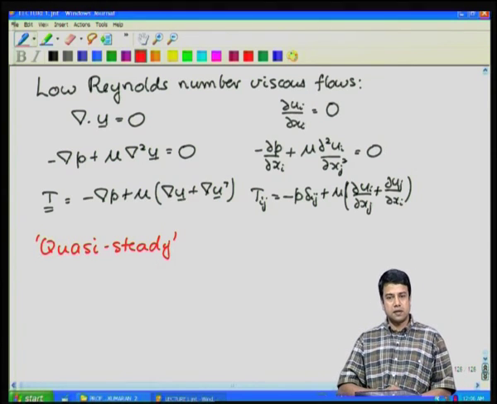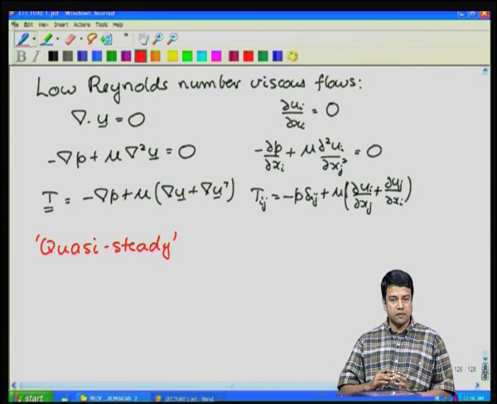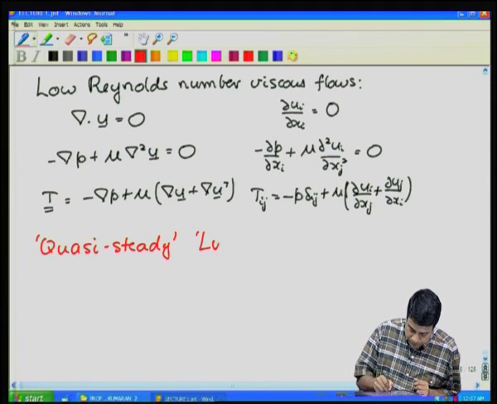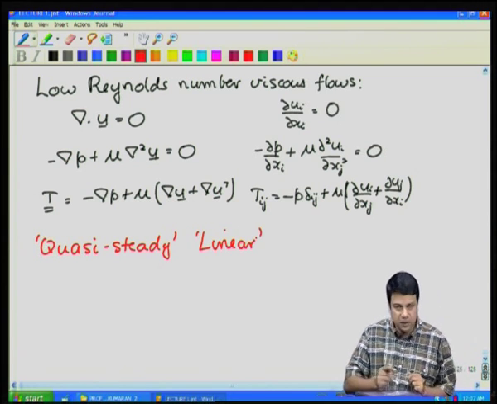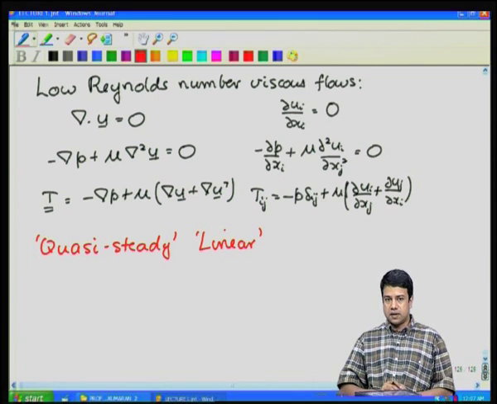As I said, this is a consequence of the fact that you are assuming that diffusion dominates. Therefore, the diffusion takes place over the entire domain instantaneously. Okay. The other important point is that these equations are linear. The mass conservation equation is linear in the velocity, the momentum conservation equation is linear in the velocity and the pressure, stress is linear in the velocity and pressure. Okay. And this has important consequences that we discussed in the last lecture.